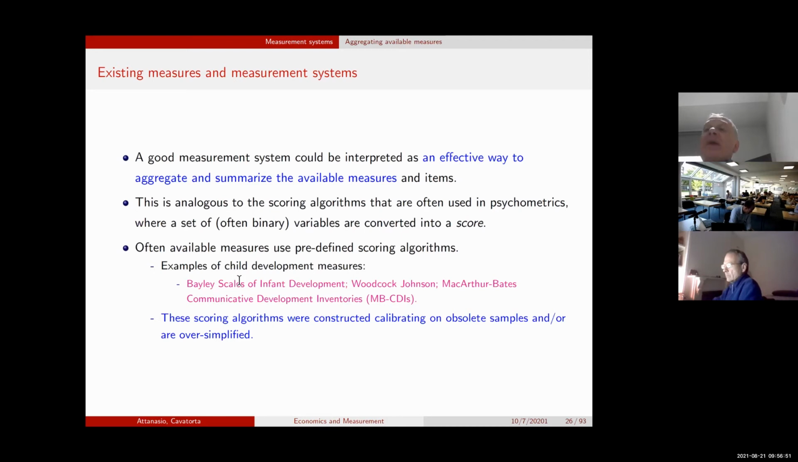oversimplified. The MacArthur-Bates developmental inventories test is a great test. I really like it. It's incredibly useful. So you give the mother 100 words and you ask for each word whether the child can say it or not. So it's relatively easy to implement and it's transparent and all that. Having said that, they advise scoring to just sum up the number of words that the child can say out of the 100, which is a way to do it.